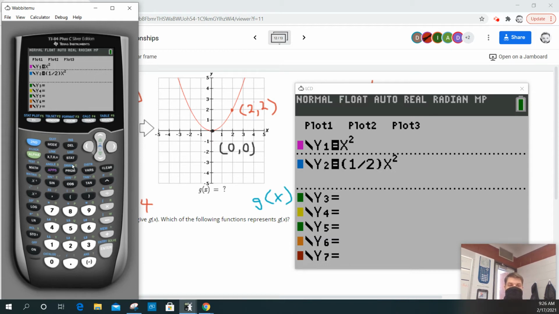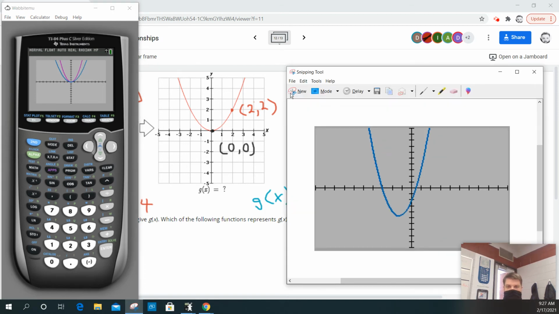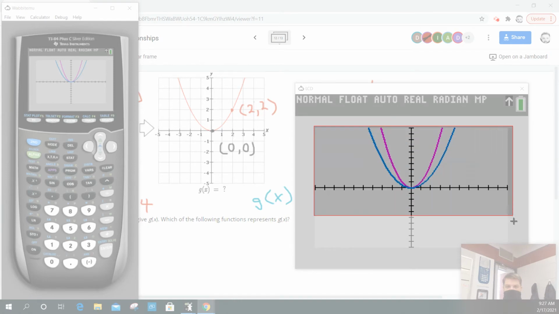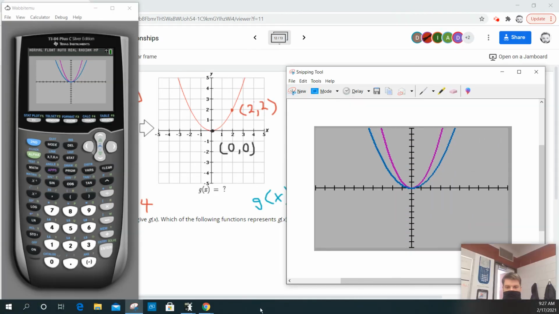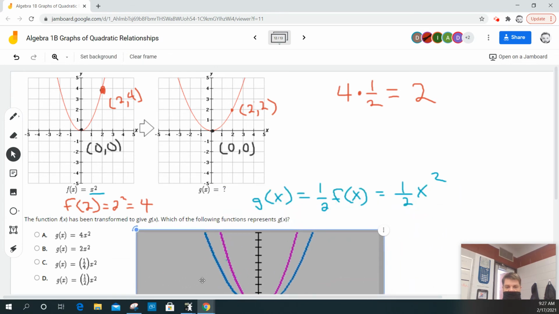All right, good. So then if we hit graph, this is the parent function. And then look what happens. It stretches it out. Now the only thing we need to do is verify that when x equals 2, y equals 2. So if I hit second, so let me take a screenshot of this, and we'll post that on our notes somewhere over here. We'll slide that over here.